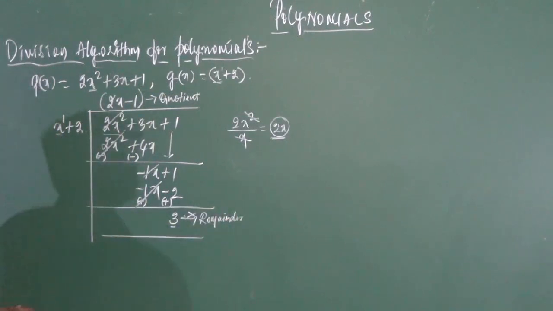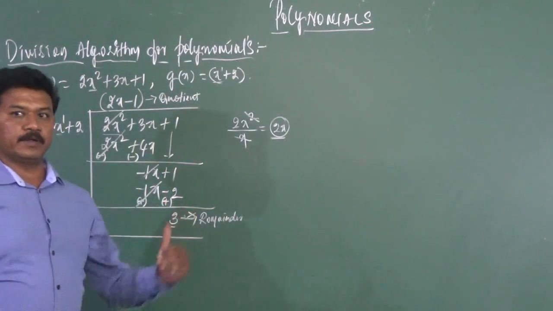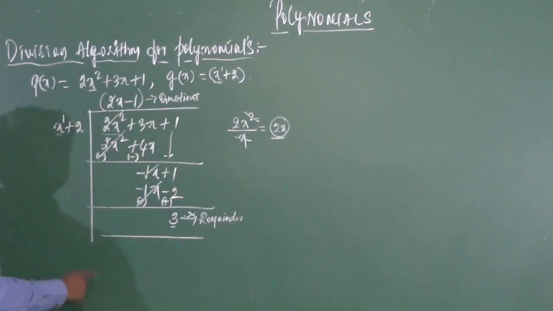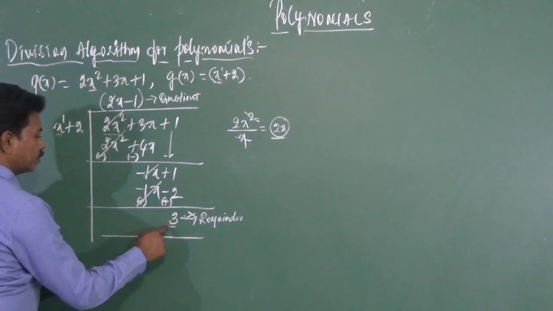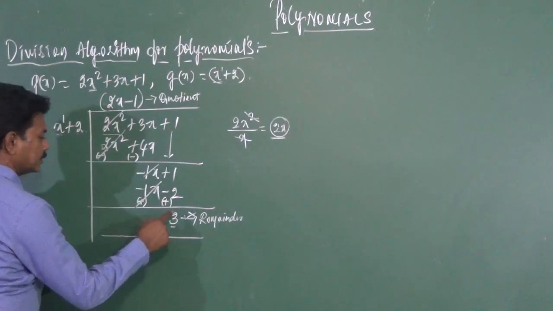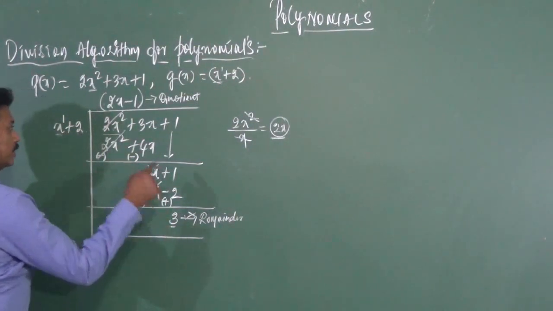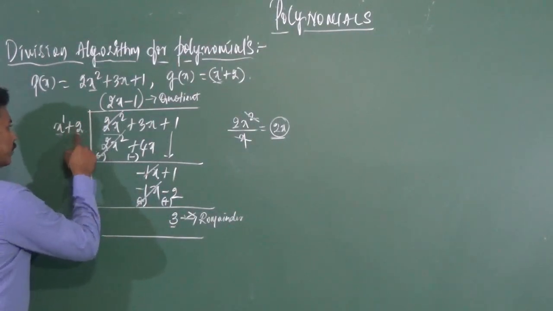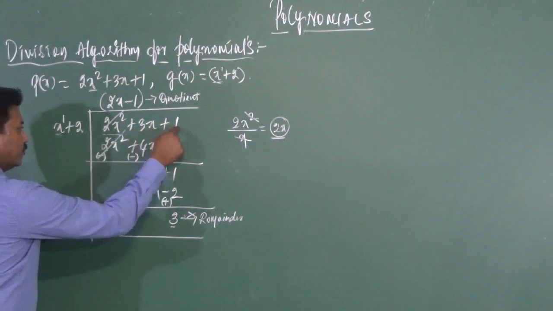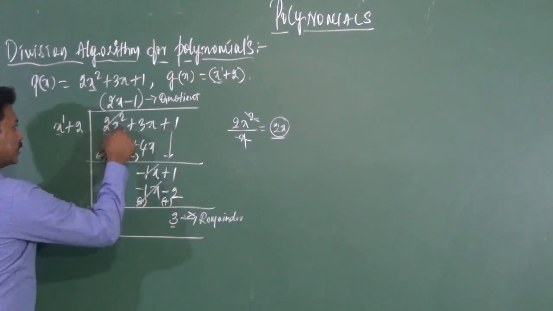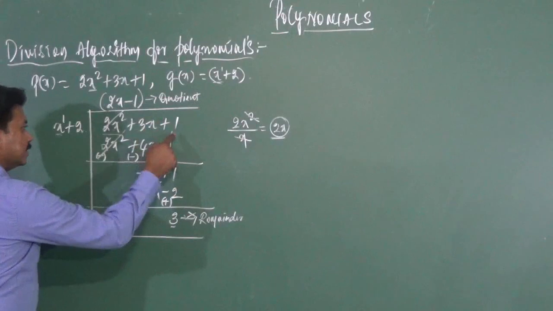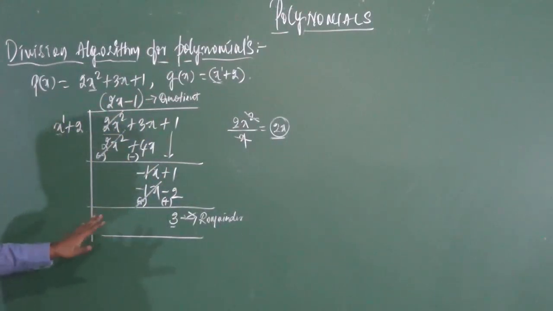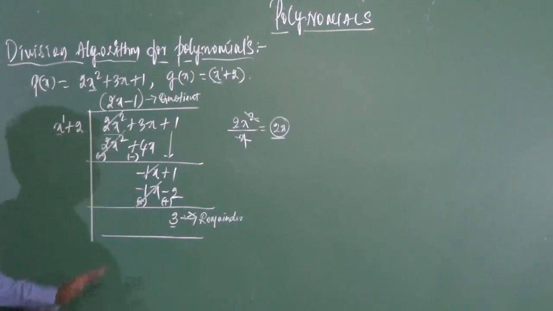So now, does the same rule apply that we had applied for the numbers there? Yes, the same rule applies here also. So here we say that as the remainder is not equal to 0, therefore x plus 2 is not a factor of 2x square plus 3x plus 1, and 2x square plus 3x plus 1 is not a multiple of x plus 2. So this holds good. Yes, 100% it holds good.